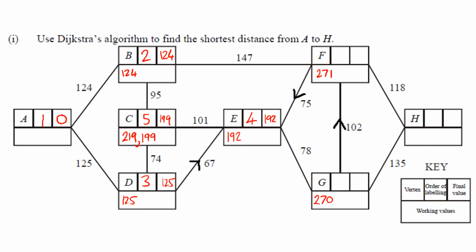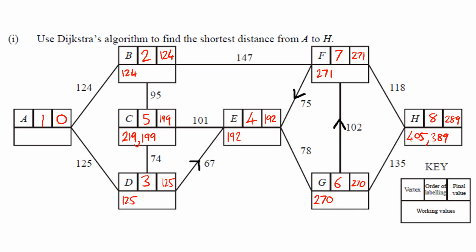Nothing coming from there. Then we box off G. We could update the F label if we needed to, but that's not going to help. That's 372. And this is going to be 405. And then we'd box off F, and we could improve this to 389, and then we box off H.